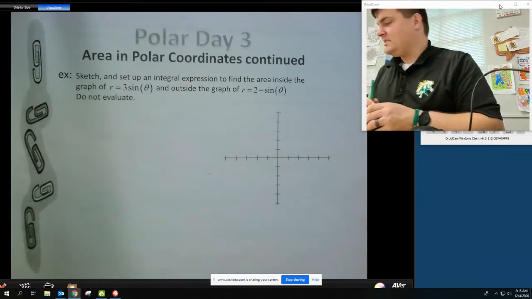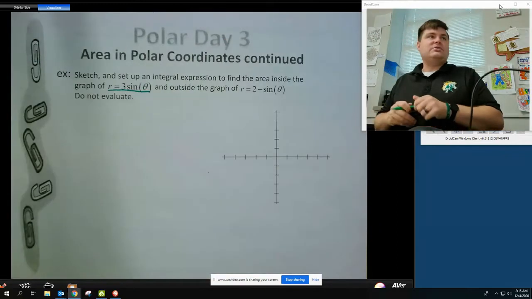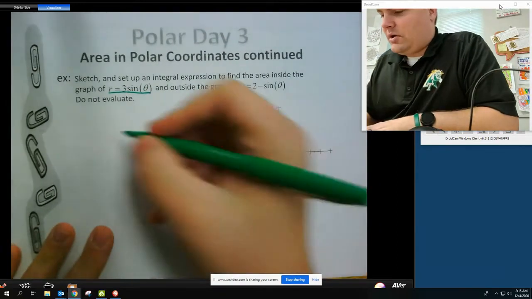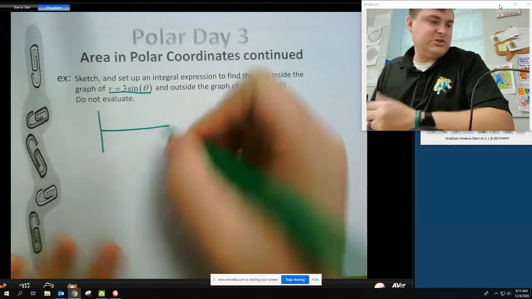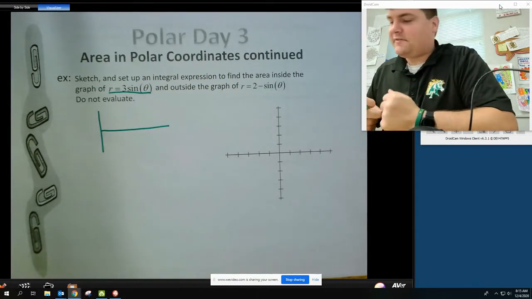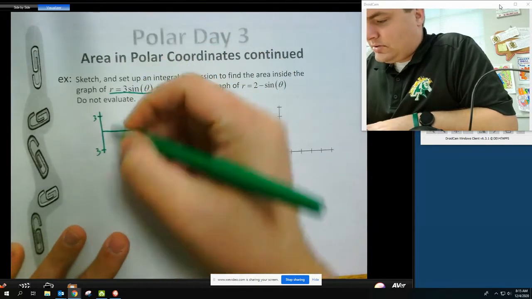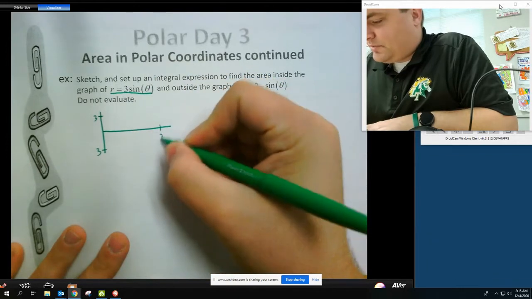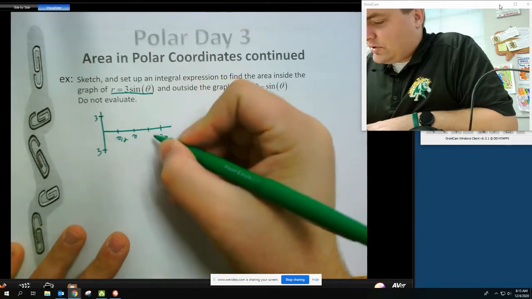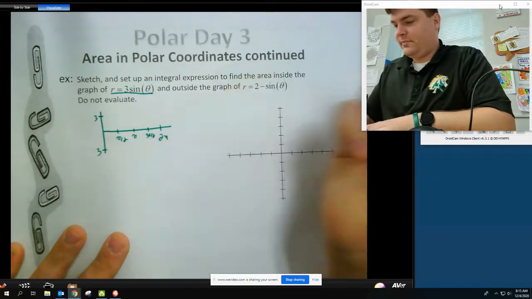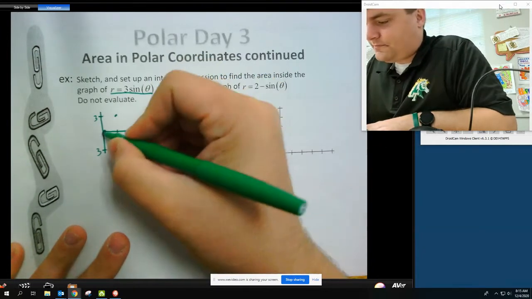Okay, so I'm going to go ahead and sketch these guys. So this first one in green. In case you don't know how to sketch it, I will go ahead and show you how I would sketch the green one right here. Okay, so this is just a basic sine graph with an amplitude of 3. So go out here to 2 pi. Here's pi over 2, 3 pi over 2, and you're going to start here, here, here, here, and here.